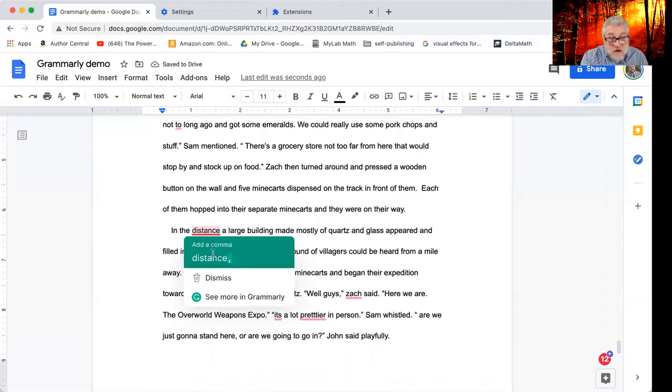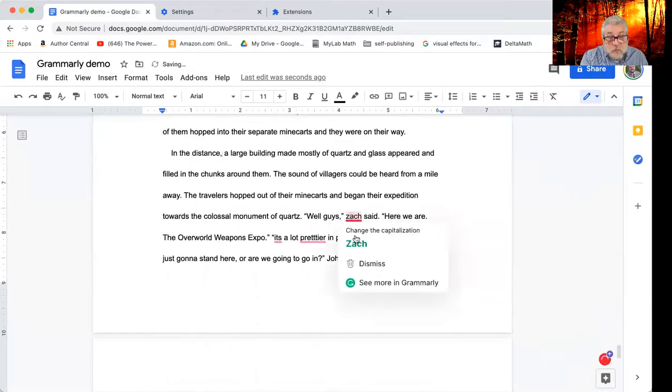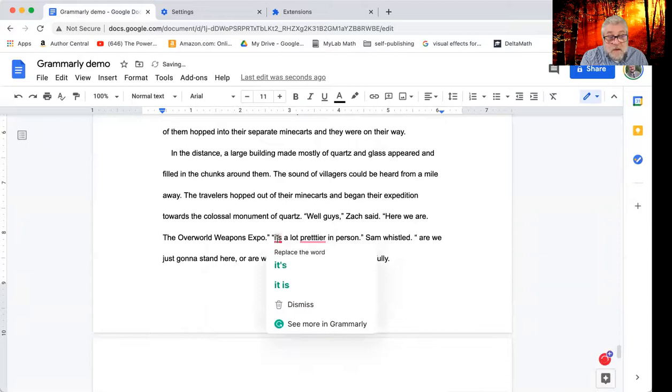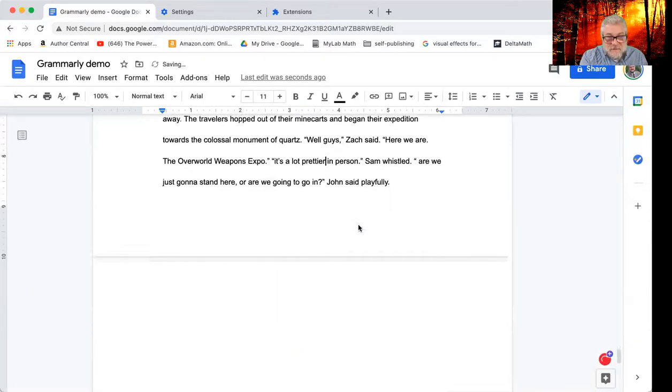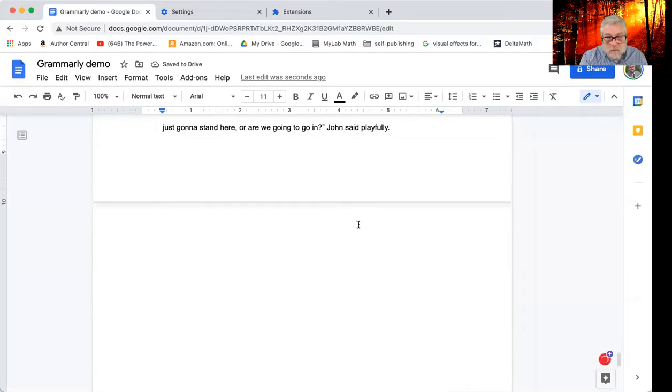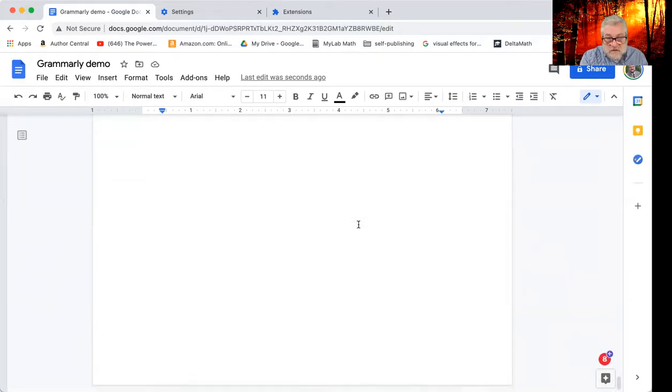In the distance, comma, Zach, capitalize. It's a lot prettier. Oh, there's three T's. Okay, yeah. Prettier, two T's. And it looks like that's it.